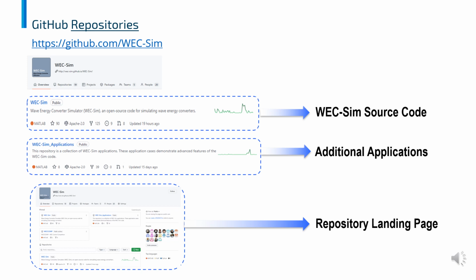WEC-Sim is publicly available via a GitHub repository using the link provided. On the GitHub landing page, you'll see a series of repositories that are relevant to WEC-Sim. WEC-Sim is the WEC-Sim source code repository. WEC-Sim Applications includes additional cases of applying advanced features for WEC-Sim. We additionally provide other resources that are relevant to users, such as a WEC-Sim control competition model, legacy versions of WEC-Sim, and others.